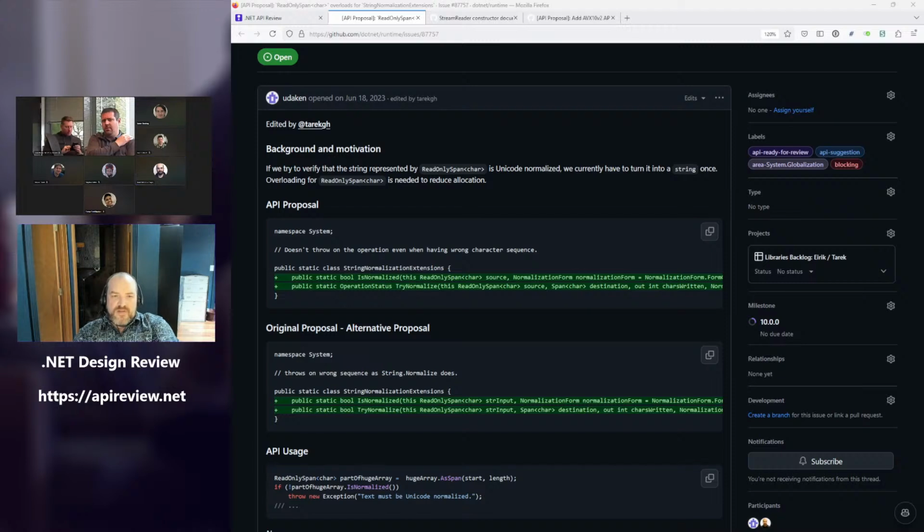Yes. I wouldn't do operation status, and I would literally just do a try pattern. And then it has to throw on invalid input. So it will return what? As in, a boolean. Well, if your method starts with try, you have to return bool. And so you get true, it succeeded, false, destination is too small, and throw for anything else.